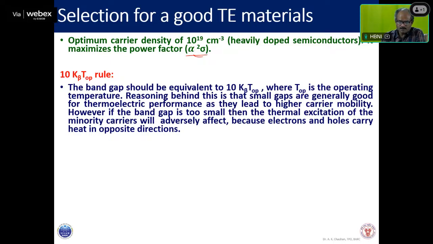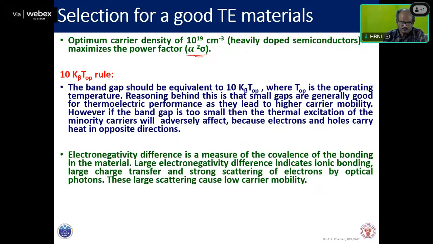However, if the band gap is too small, then thermal excitation of the minority carriers will adversely affect performance, because electrons and holes carry heat in opposite directions. So if the band gap is very small, then at any temperature, because of thermal excitation, electrons or holes will move from one band to another, and it will be a problem.